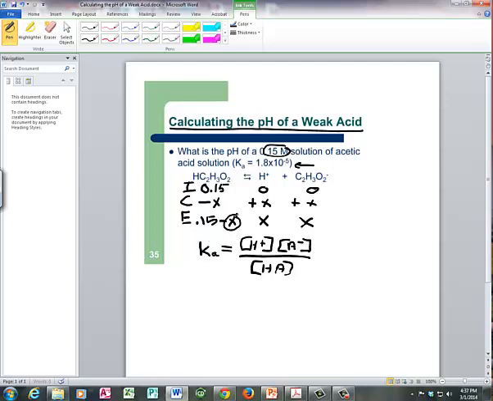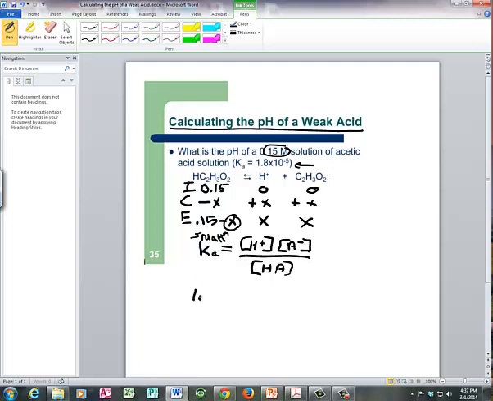And you can determine that by simply dividing Ka into the initial concentration, and if it's 1,000 times smaller, then you know that you're probably safe in making the simplifying assumption that that X is small enough to ignore. Okay, so we're going to ignore that when we do this math.